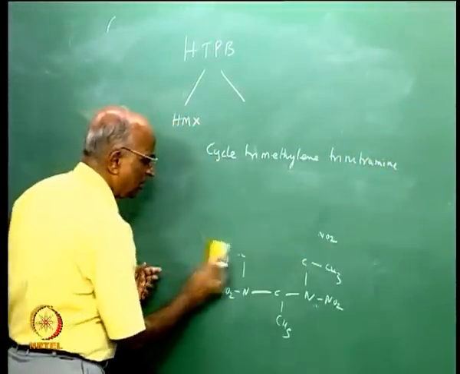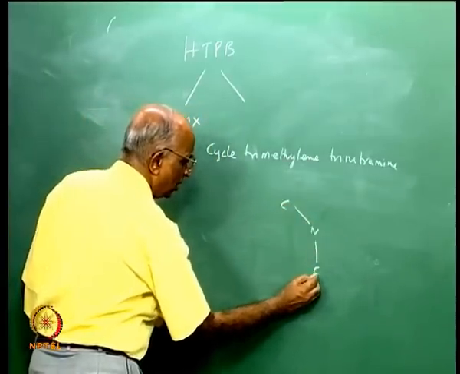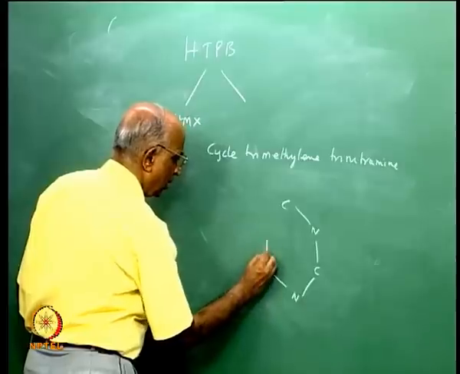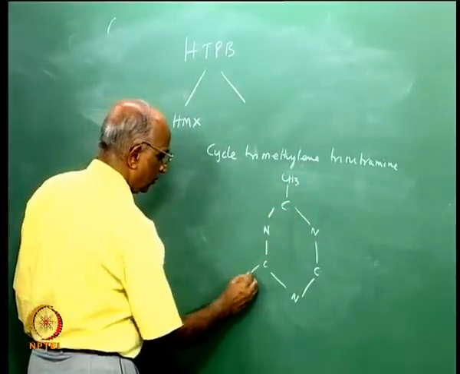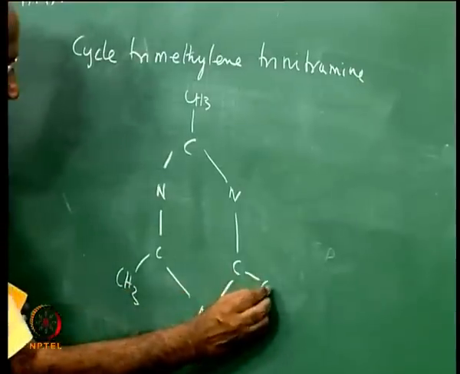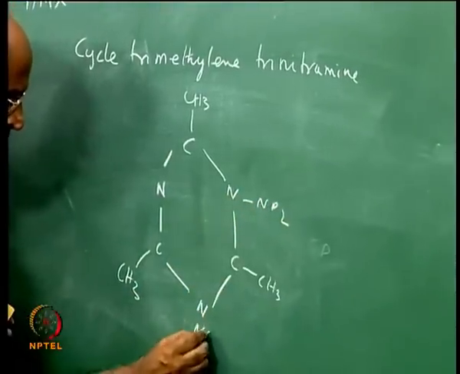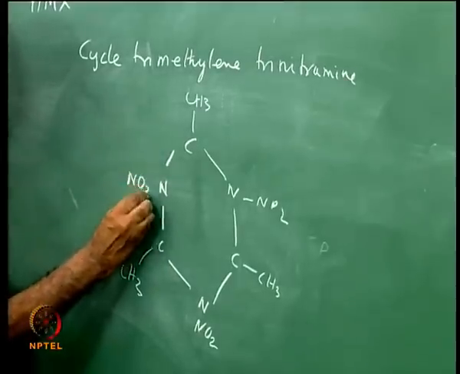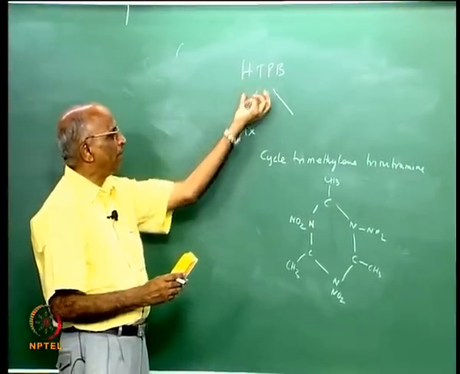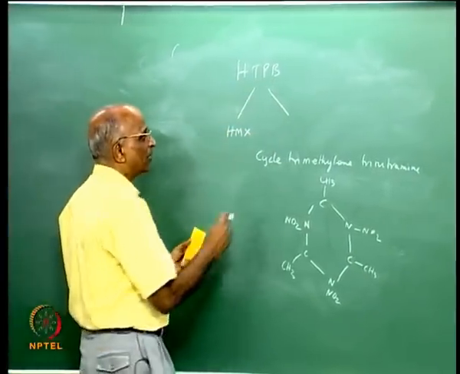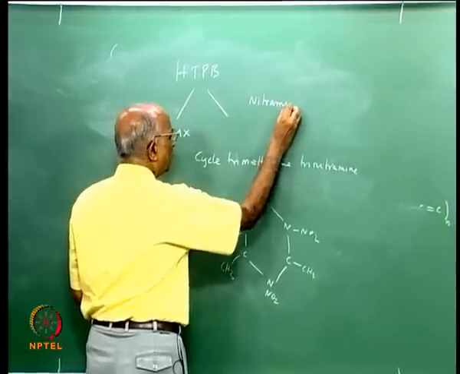And what is different in structure? It is tri now, therefore you have C, N, C, N, C, N going to C, you have CH3, 3 of them, N NO2. Therefore you put an explosive into the HTPB binder, and what you get is something which we call a nitramine propellant. What is the advantage?